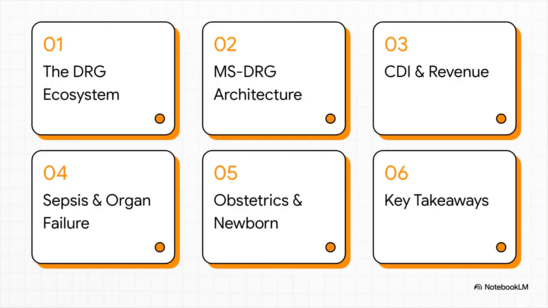Here is our roadmap for today. First, we'll look at the general DRG ecosystem. Second, MS-DRG architecture and severity. Third, CDI and revenue integrity. Fourth, sepsis and organ failure. Fifth, obstetrics and newborn coding. And finally, key takeaways for coders.